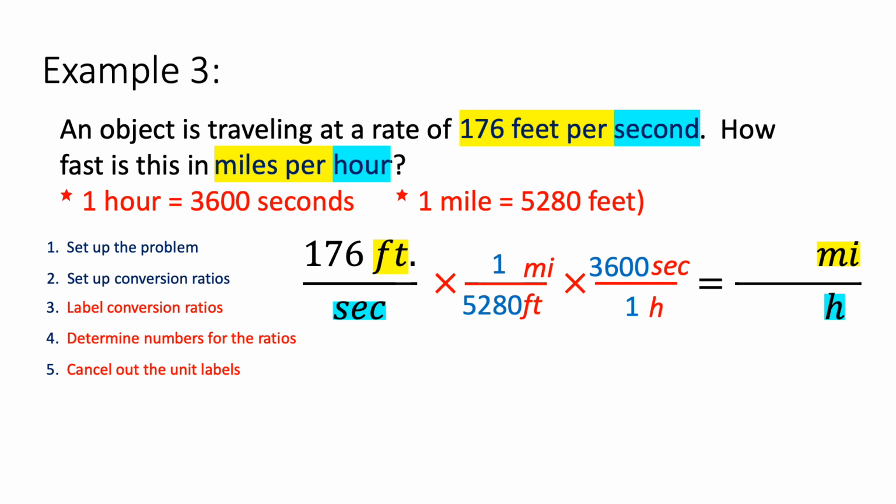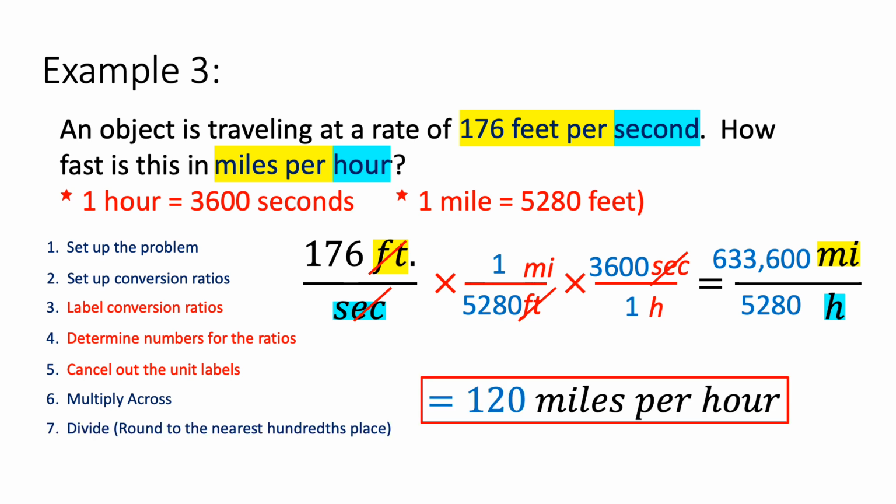Next we can cancel out our units of measurement. Cancel out the unit labels. So feet cancel out and seconds cancel out. This is how we know we're ready to multiply across. We're going to multiply 176 times 3,600, and we get 633,600, and on the bottom we have 5,280. We put all this in our calculator, and we see that 176 feet per second equals 120 miles per hour.